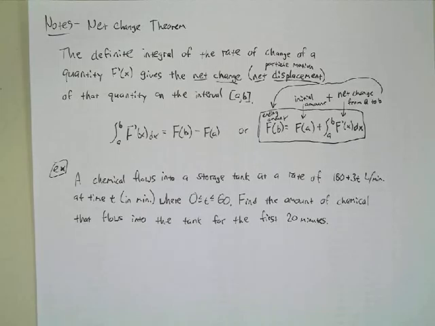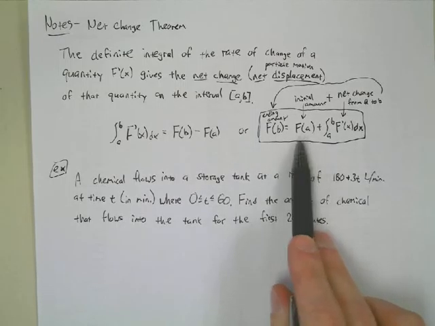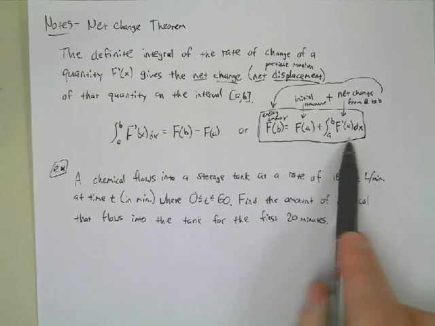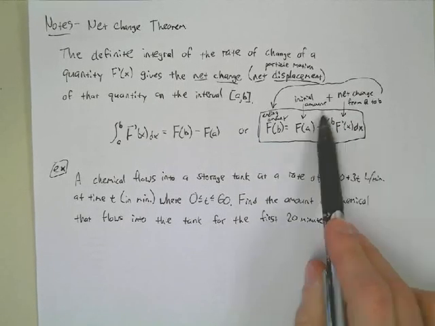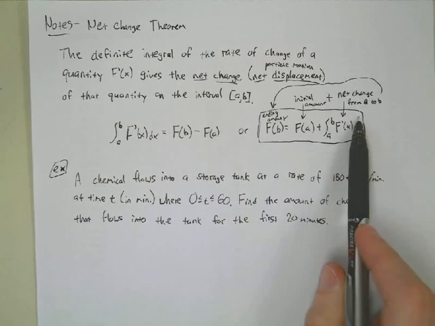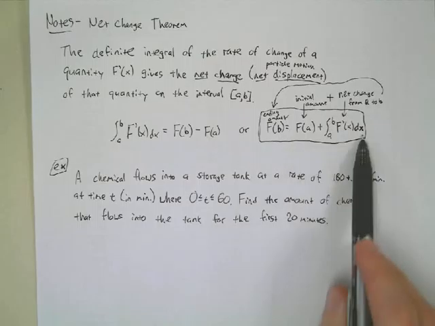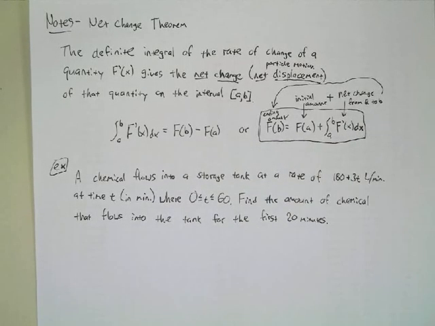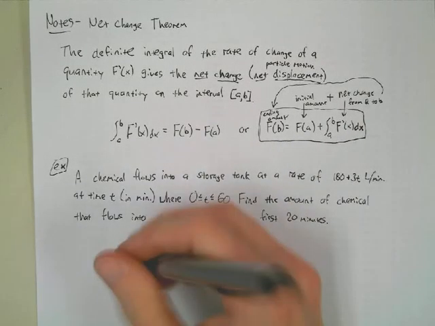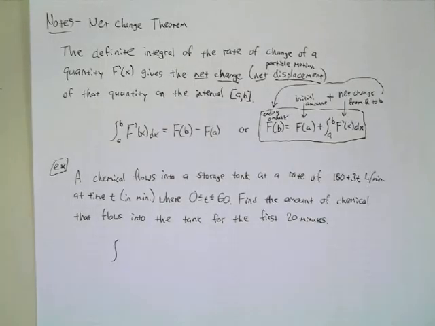So it's not caring about how much we have initially, so we don't need to worry about starting with this initial amount and then adding the integral. We're just going to worry about finding what the net change is. How much of the chemical is flowing into the tank in that first 20 minutes. So we're only going to worry about this piece, the net change itself. So we're going to integrate from what to what? 0 to 20. 0 to 20, right?